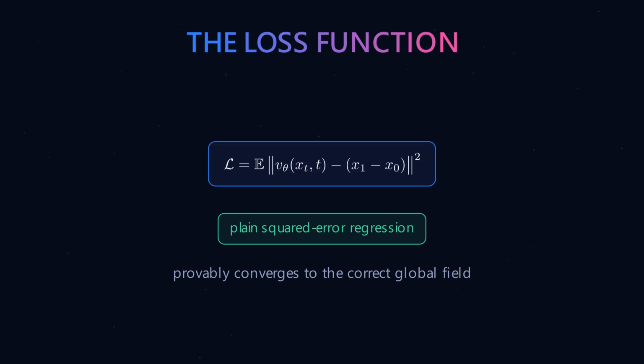And remarkably, a landmark theoretical result guarantees that if you minimize this simple conditional objective across the whole data distribution, the network converges to a field that correctly transports the full noise distribution to the full data distribution, even though no single training step ever touched that global problem directly.